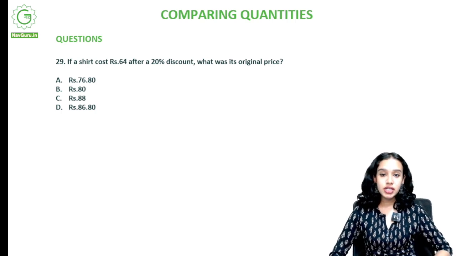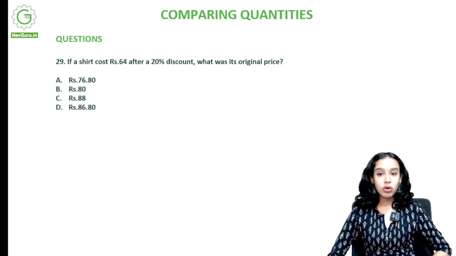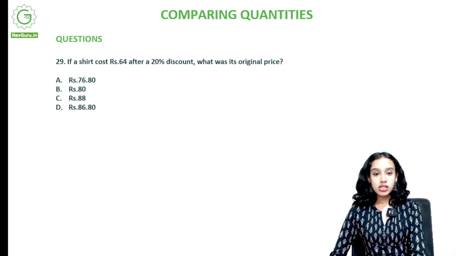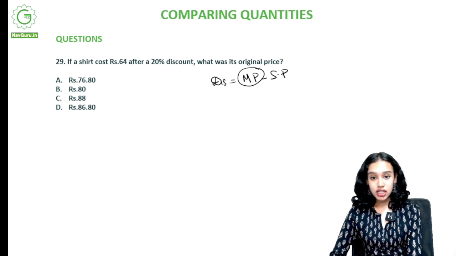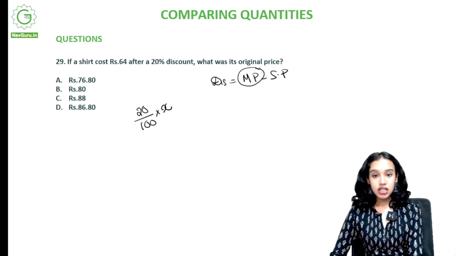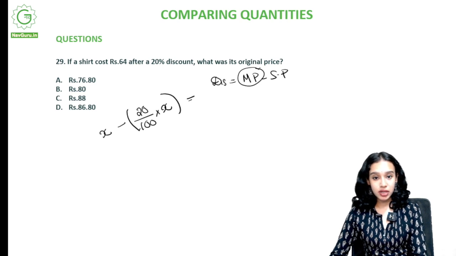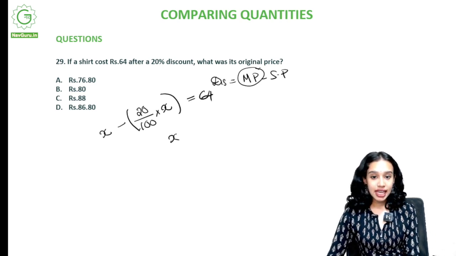Now, if a shirt costs rupees 64 after 20% discount, what was its original price? So, what is discount? Discount is equal to marked price minus selling price, right? So, we need to find the marked price here. After 20% discount, the shirt costs 64 rupees. That is 20 by 100 of the original price, right? 20% discount of the original price. Original price minus 20% discount of the original price, we get 64 rupees. That is x minus 20 by 100, which could be written as 1 by 5, so x minus 1 by 5 x is equal to 64.